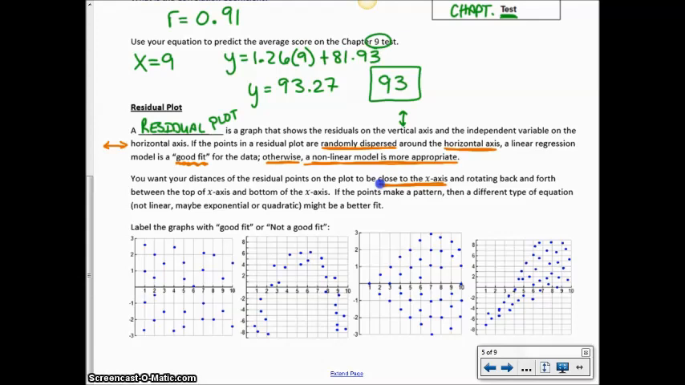So then there are different types of equations, not linear maybe, that would be a better fit for this model as opposed to a linear line. In other words, it might be exponential or something.